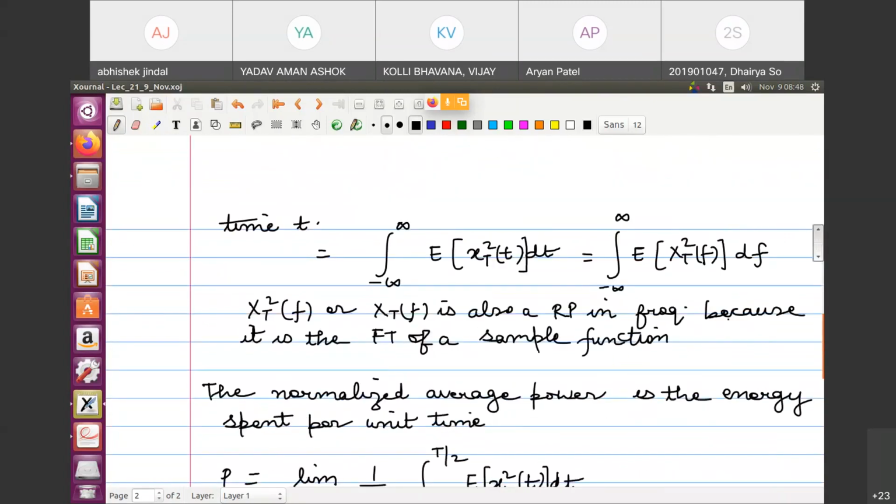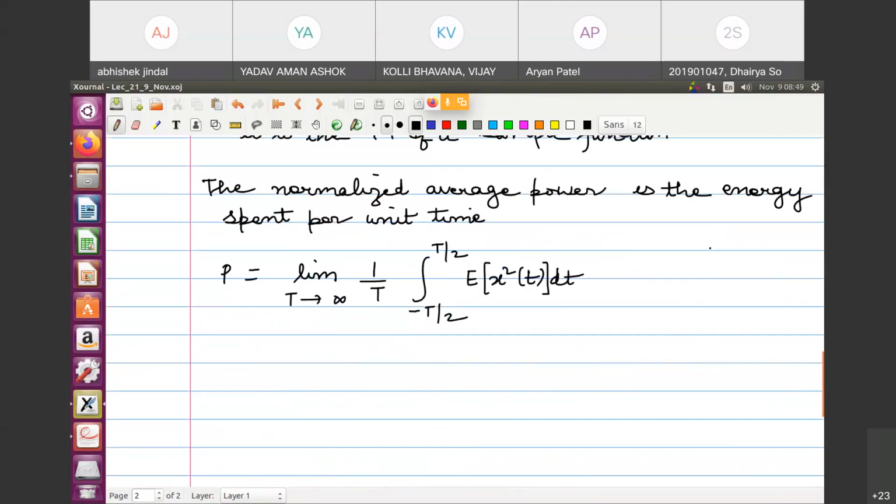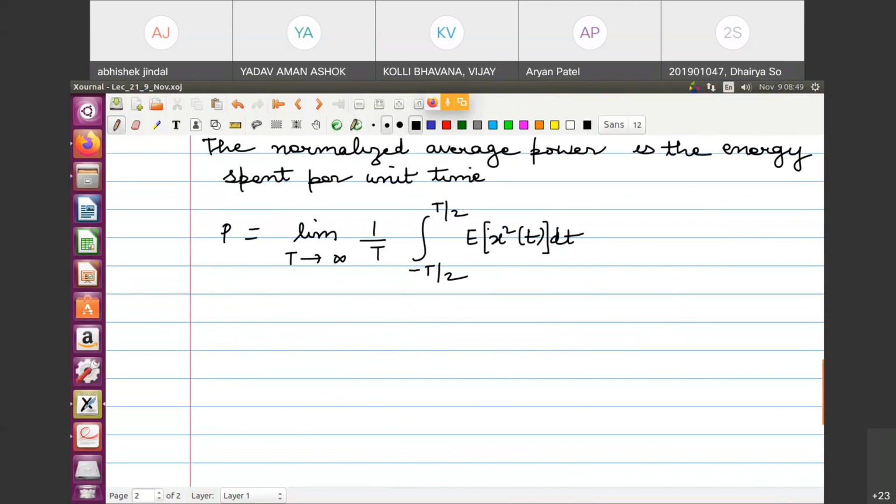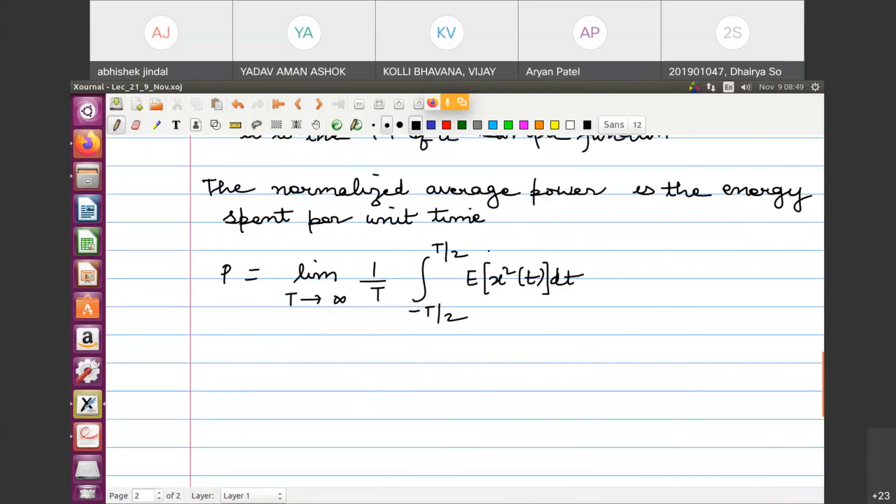Here xtf becomes a random process with respect to frequency. Okay, because frequency is a variable which varies, and for a particular frequency f, you do not know what the value would be, because you do not know at a particular time what value the process will take. Okay, so this xtf is a random process. This p becomes a random variable if you don't take this expectation. Now when I have taken an expectation, this becomes an ensemble average also and time average also. So this gives you a number which would represent a property of the process as a whole.